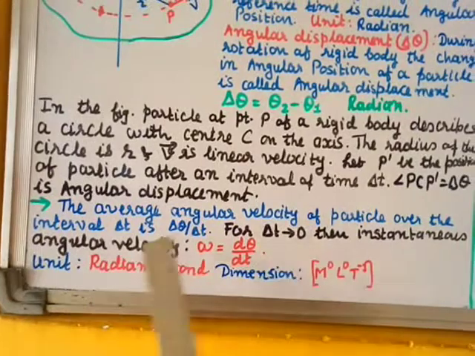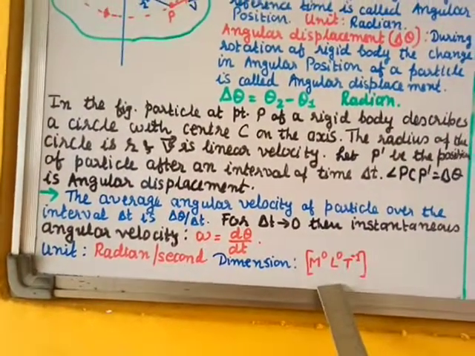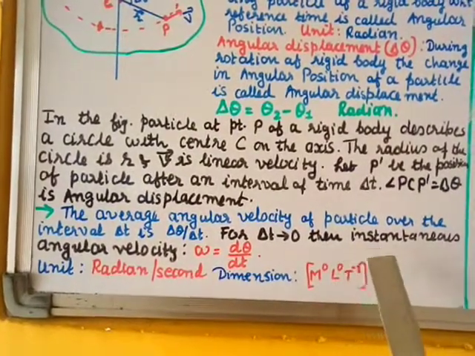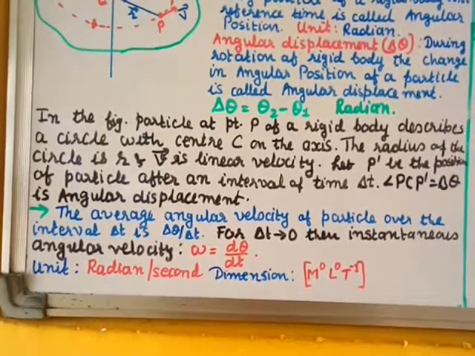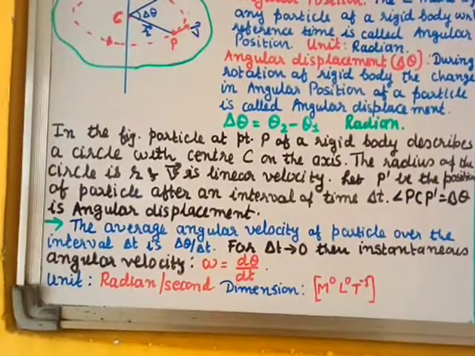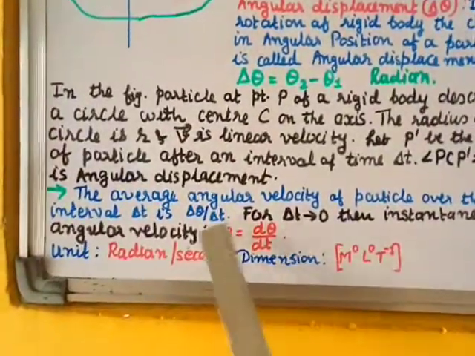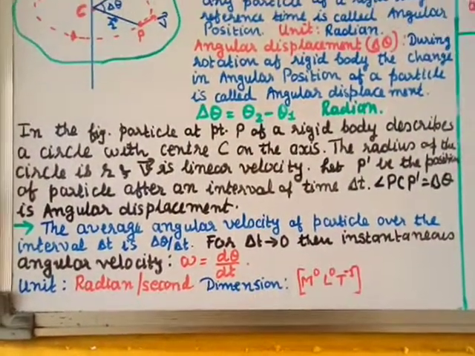The unit of this is radian per second, and the dimension is M naught L naught T minus 1. This is the dimension, right? So remember, the angular velocity is defined as omega is equal to d theta by dt. This is your angular velocity, and the linear velocity we have considered as vector v. This also is a vector quantity. Omega also is a vector quantity.